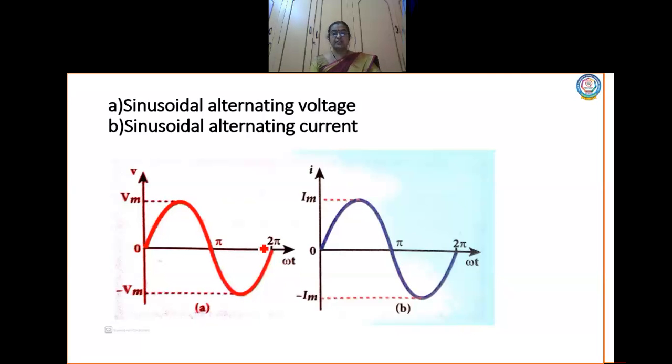If the waveform of the alternating voltage is a sine wave, then you call this voltage sinusoidal. Look at this spelling, sinusoidal alternating voltage. Here the voltage alters for every half cycle.